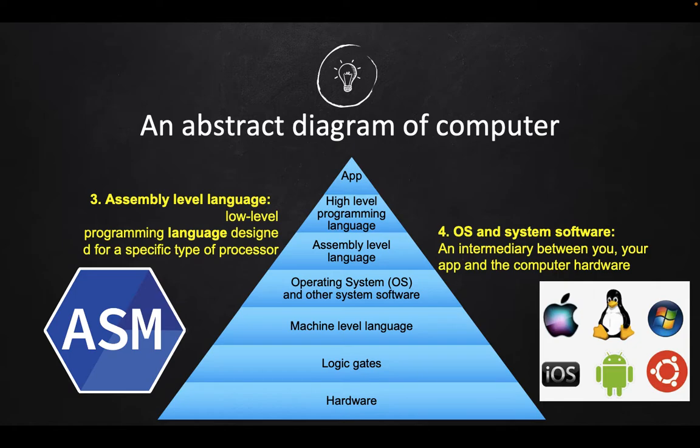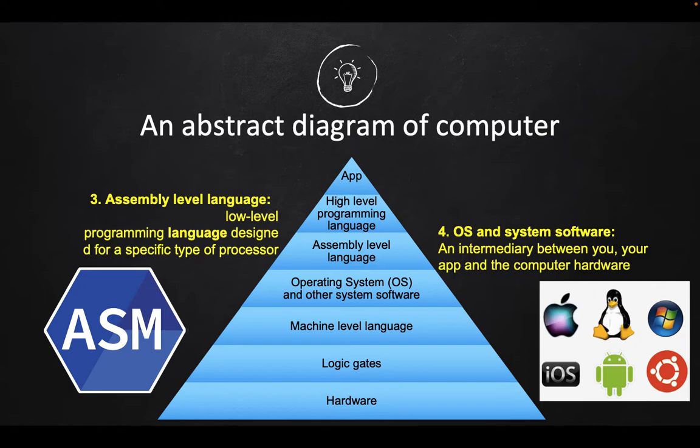The fourth layer of computer is operating system or OS and system software, which is an intermediary between you, your apps, and the computer hardware. Without the operating system, you cannot do anything with your computer. Well, I should not say you cannot do anything with the computer, but it will be immensely difficult. As a matter of fact, after switching on your computer or your mobile device, the screen that you get is also part of the operating system.